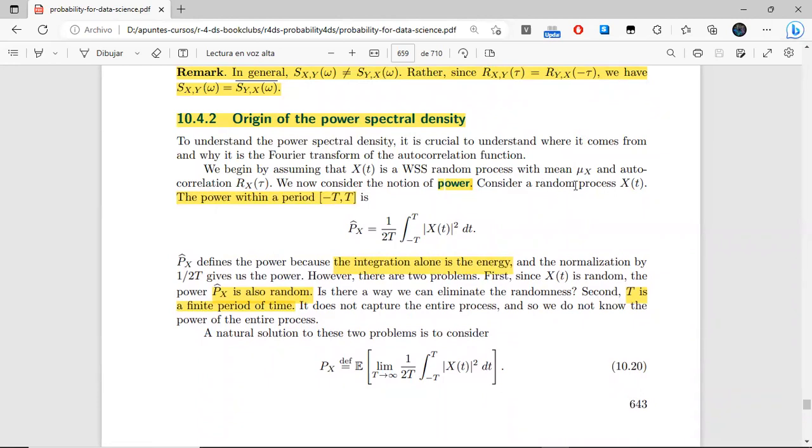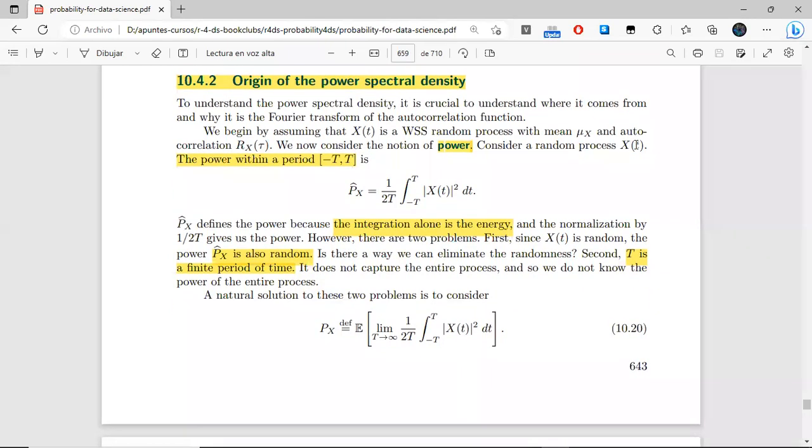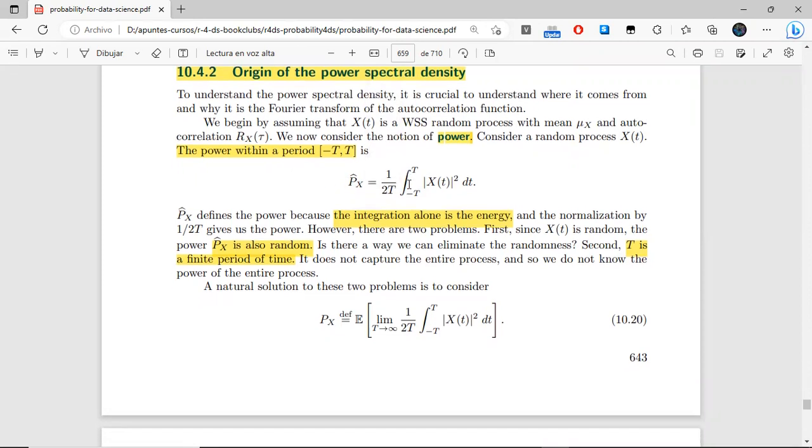So, the definition is simply we have a random process, and now we can consider this almost like a temporal average, but now of this x squared term. And once it is normalized with respect to the domain size, we have this expression that would be the power.